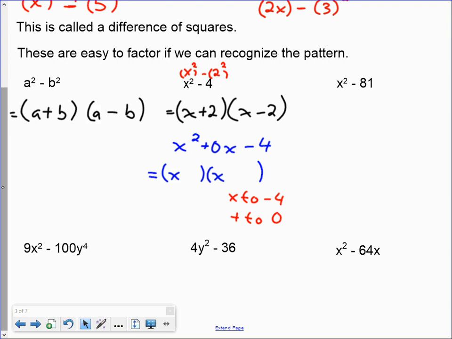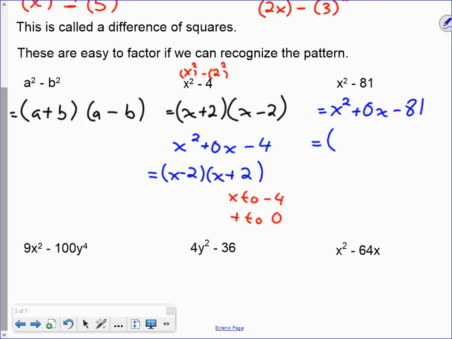What 2 numbers multiply to -4 and add to 0? Well, if they're going to add to 0, one of them has to be positive and one has to be negative, and they have to be the same number. So -2 and +2. So either recognize the pattern or add in that 0. Let's do this next one by adding in that 0 term. I'm going to rewrite this as x squared plus 0x minus 81.